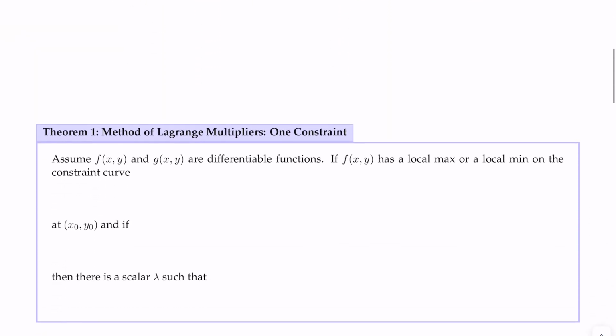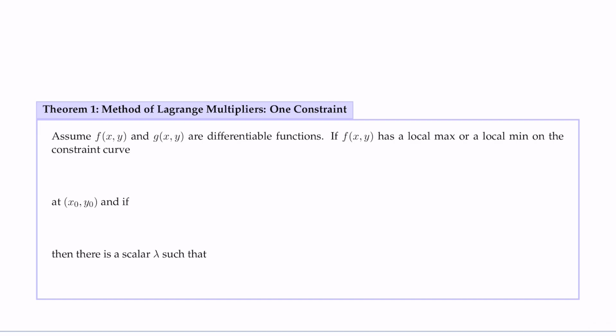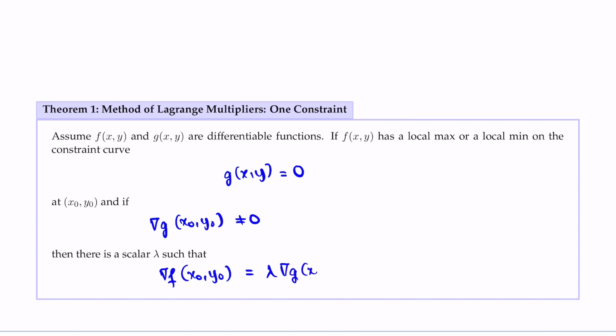So now we're going to jump into the method of Lagrange multipliers with two independent variables and one constraint. Let's assume f of x, y and g of x, y are differentiable functions. If f of x, y has a local max or a local minimum on the constraint curve, given as g of x, y equal to 0 at the point x0, y0, and if the gradient of g evaluated at x0, y0 is different from 0, then there is a scalar lambda such that the gradient of f evaluated at x0, y0 is equal to lambda times the gradient of g evaluated at x0, y0.